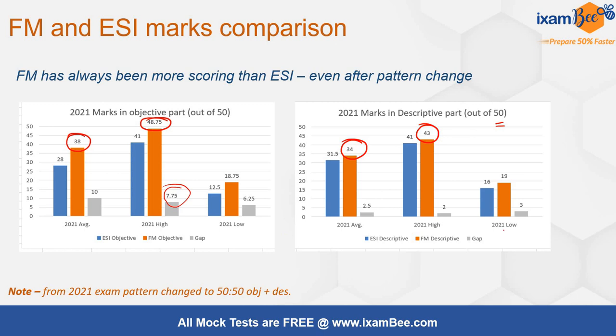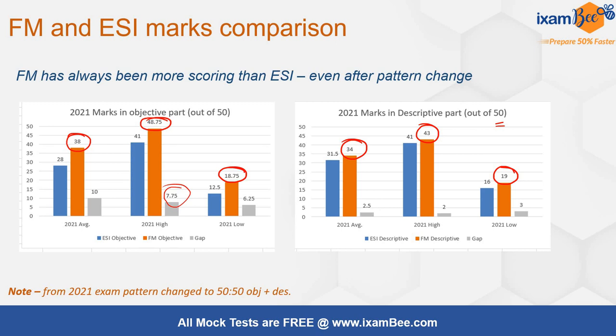If I talk about the lowest marks between the objective and descriptive of finance alone, it was almost the same, with 18.75 marks in objective. In fact, here the objective is less than the descriptive. The descriptive paper lowest marks was 19 marks. So again, there is no basis for you to believe that the pattern change has negatively impacted the preparation or your prospects of becoming an RBI Grade B officer.